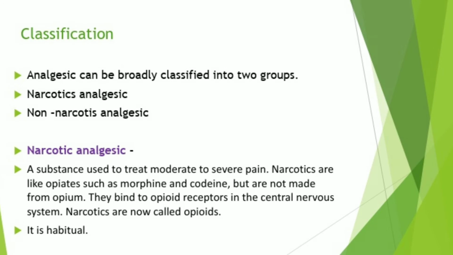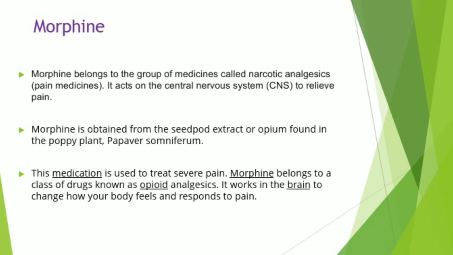First one, narcotic analgesic. A substance used to treat moderate to severe pain. Narcotics are like opiates such as morphine and codeine but are not made from opium. They bind to opioid receptors in the central nervous system. Morphine belongs to the group of medicines called narcotic analgesics, pain medicines. It acts on the central nervous system to relieve pain.